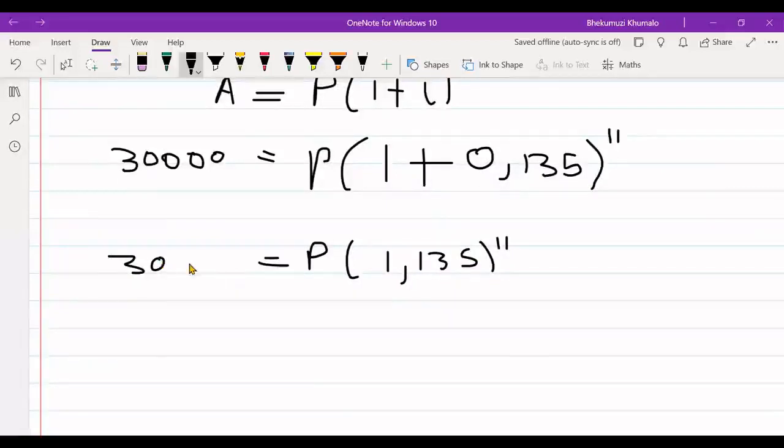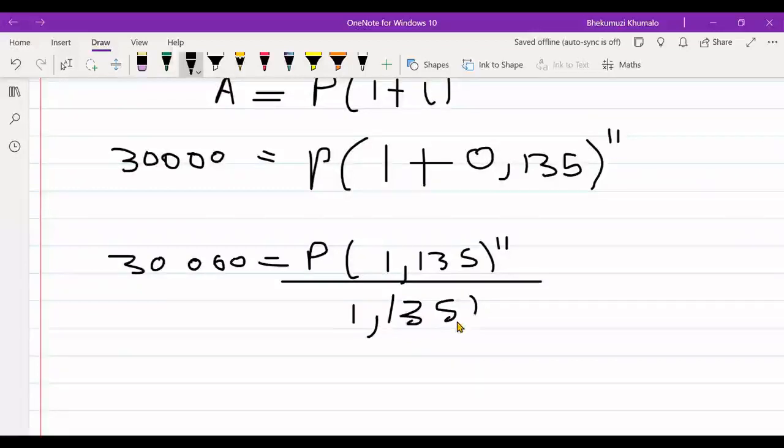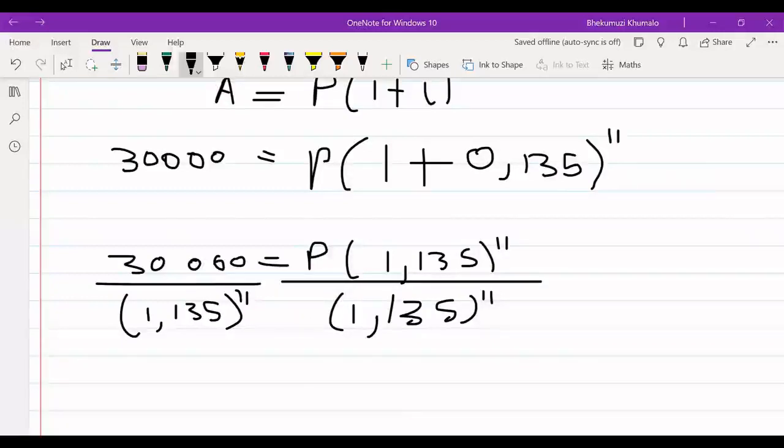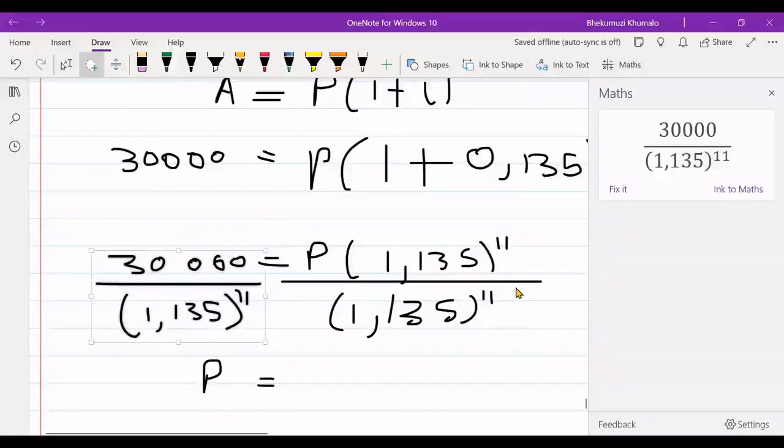Ooh, I should have brought a calculator. But I hope the laptop will be able to calculate this. So let's have hope. So this is 1.135 all to the power 11, and basically we just get P. So P, then what would it be equal to? So let me calculate this using the laptop. Let's see, is it correct?